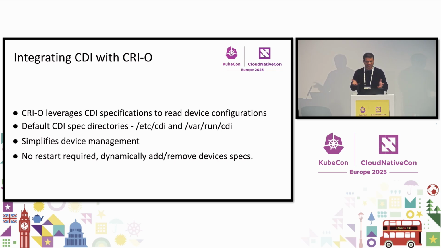CRI-O, as I mentioned, leverages the CDI specification to read device configuration. Like, what do I need to set this device up? Do I need to mount a file? Do I need to run an OCI hook, etc.? The default CDI spec directories in CRI-O are /etc/cdi and /var/run/cdi, but this is configurable. You can edit the CRI-O config to change these defaults.